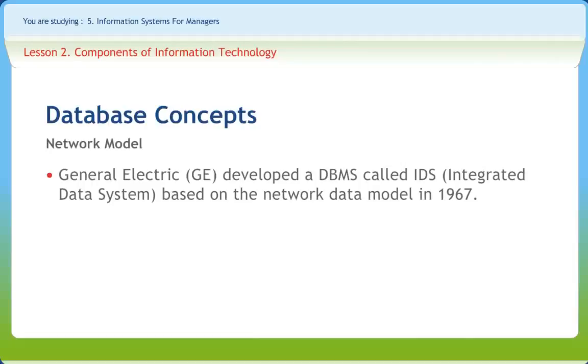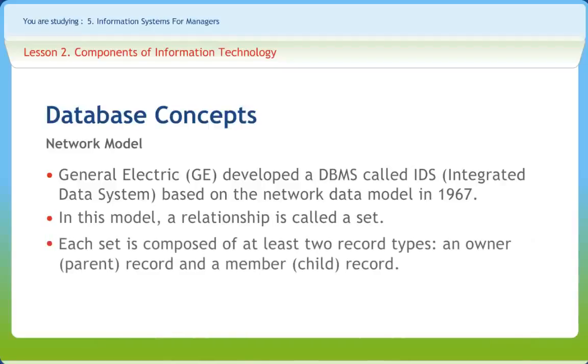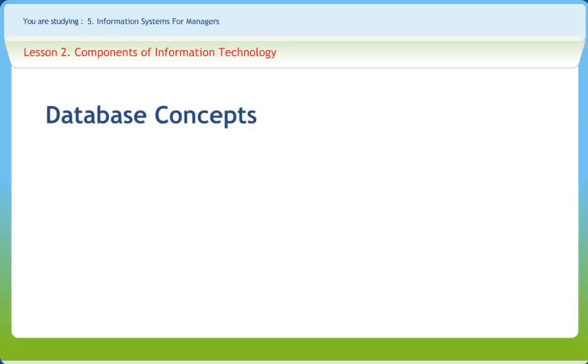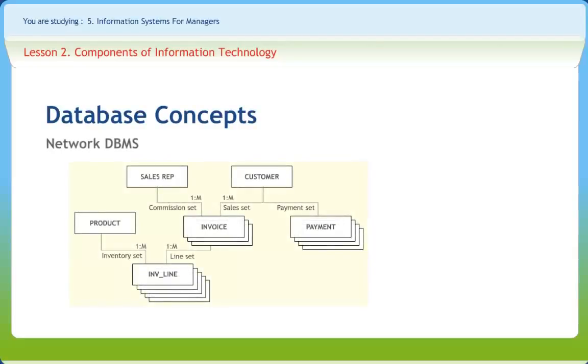General Electric, or GE, developed a DBMS called IDS, or Integrated Data System, based on the network data model in 1967. In this model, a relationship is called a set. Each set is composed of at least two record types, an owner record and a member record. A set represents a 1:m relationship between the owner and the member. The figure shows the network DBMS. Despite its major advantages like conceptual simplicity, data access flexibility, conformance to standards, etc., the model was discarded owing to its disadvantages of system complexity and lack of structural independence.